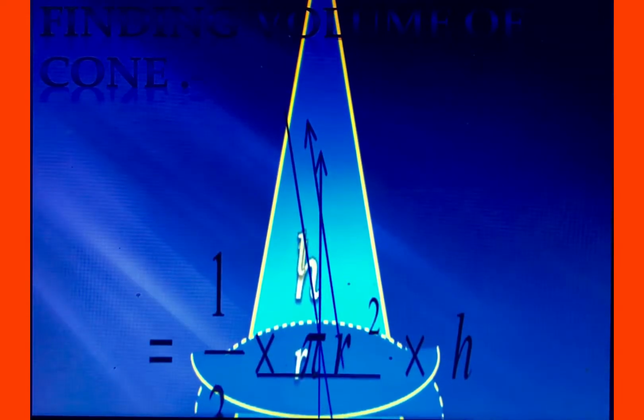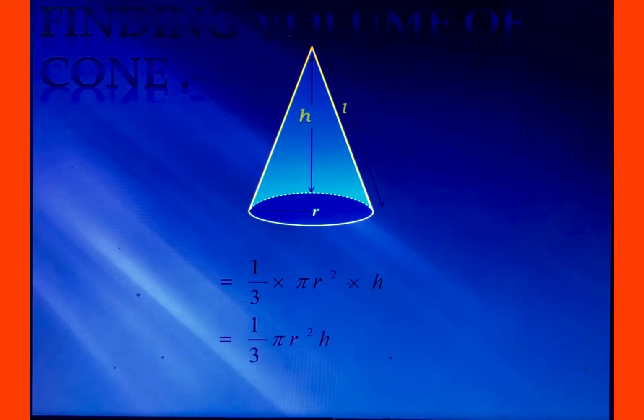Here you can see that first of all, base area of cone, base is just in the circular form, so pi r square, and height is h. So 1 by 3 pi r square h means 1/3 area of the cylinder. Also we can say that this is the volume of cone, 1 by 3 pi r square h.